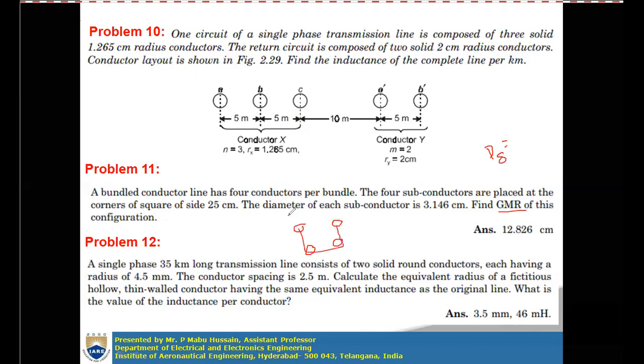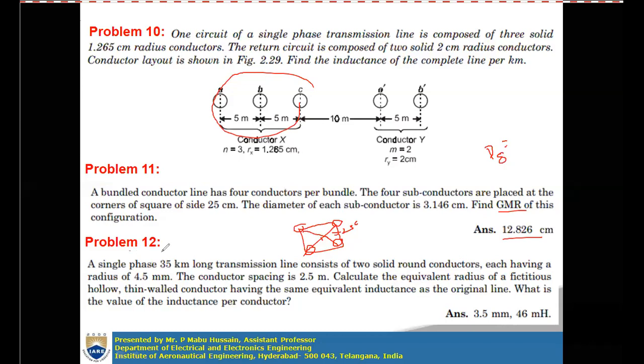So this is the conductor, right? So here you are having 3 conductors which are placed horizontally. So here you are having 4 conductors which are placed on a square, and each side of the square is 25 centimeters, right? So this will be the square root of 25 square plus 25 square. You will get some value. So that is this distance and this distance. You will get all the distances. So then you will calculate the GMR or self GMD, both are same. DS value you have to calculate. So simply you will get 12.826 centimeters, right?